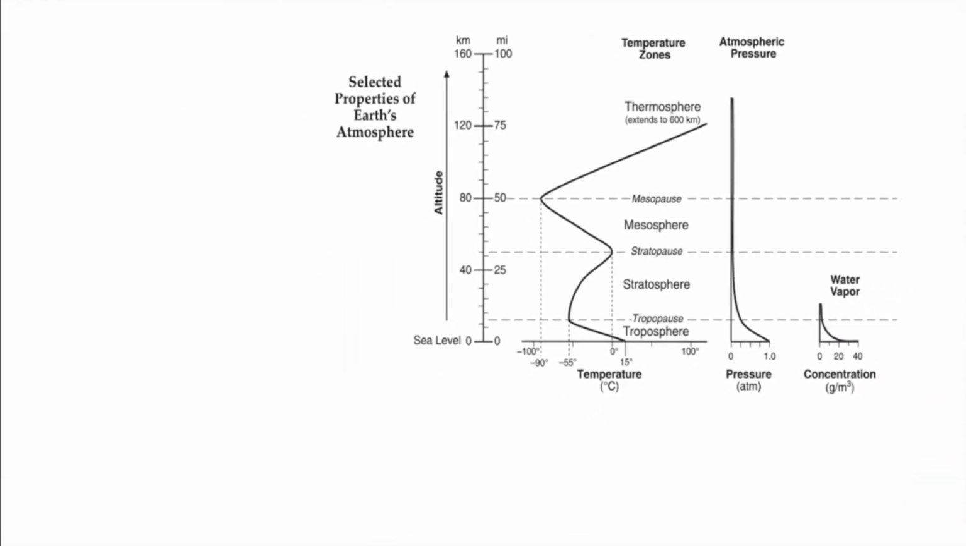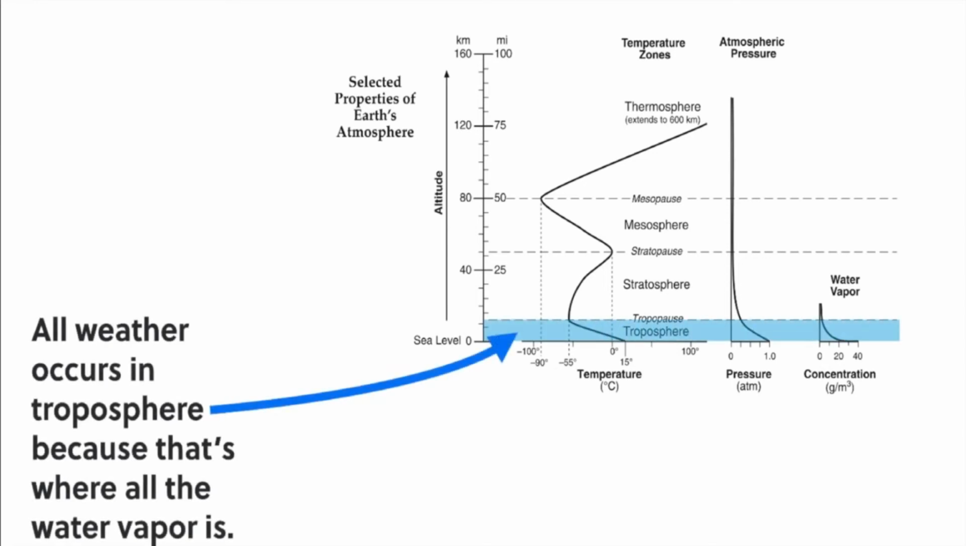If we step back and look at the chart as a whole, there are a couple things that we need to be aware of that aren't included on the chart. And the first is this idea that this troposphere is where all of our weather actually takes place. And the reason is that's where all of the water vapor is concentrated. Above the tropopause, there's virtually no water vapor, which means no weather.